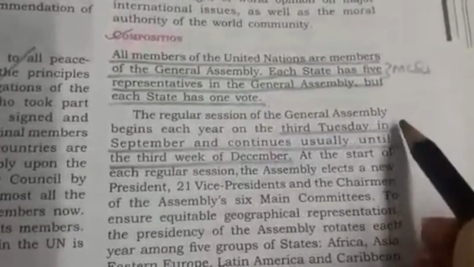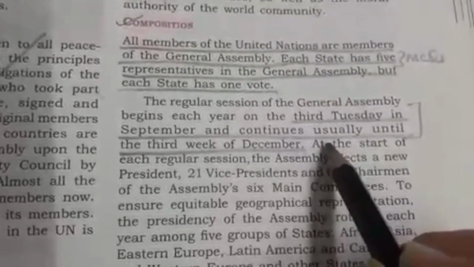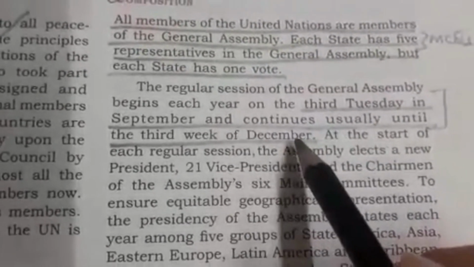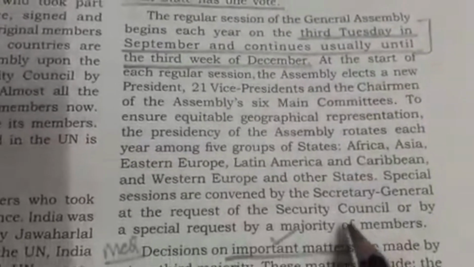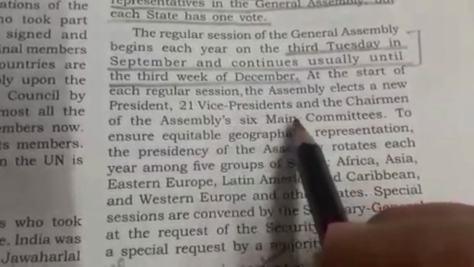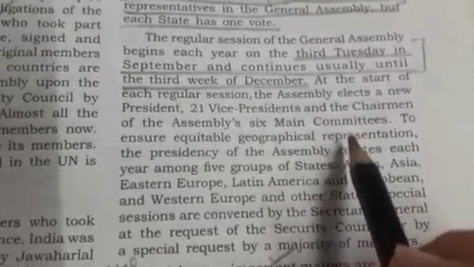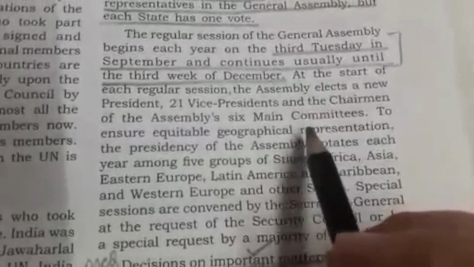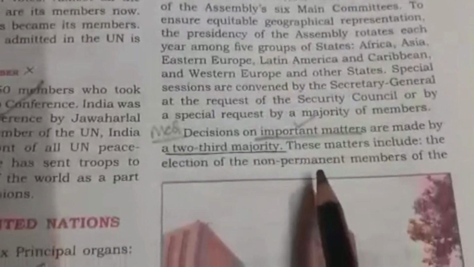And when do the sessions of the Assembly take place? They take place on the 3rd Tuesday in September and continue usually till the 3rd week of December. This whole composition you have to learn, children: there is a new president, 21 vice presidents and chairmen of the Assembly's 6 main committees, which are elected every year when the session takes place from September to December.